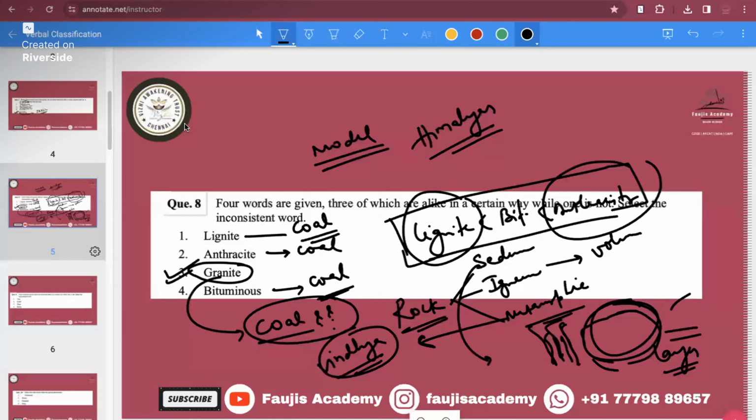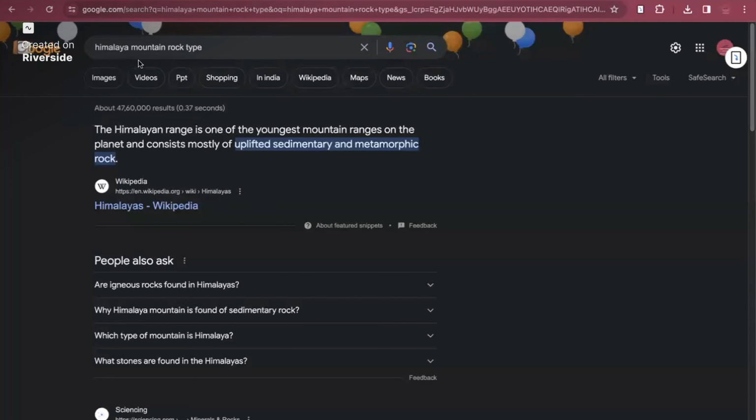Sedimentary and metamorphic. Because why? Because in all those Himalayan regions there used to be so many glaciers, rivers and all. Because of the rivers flowing like this, it will erode whichever comes in between. It will erode these places, and naturally this is how the mountains will be formed. Yes guys, tell me, granite is what sort of rock?